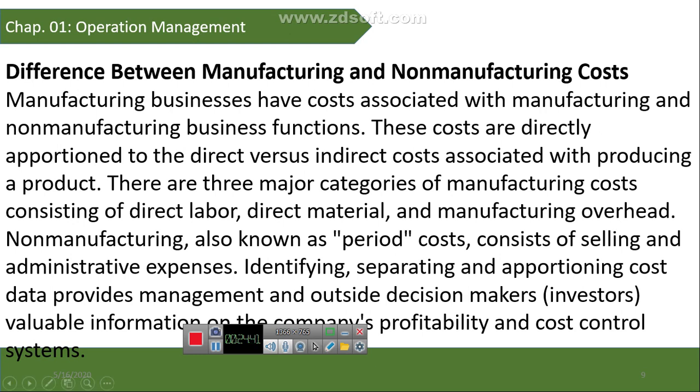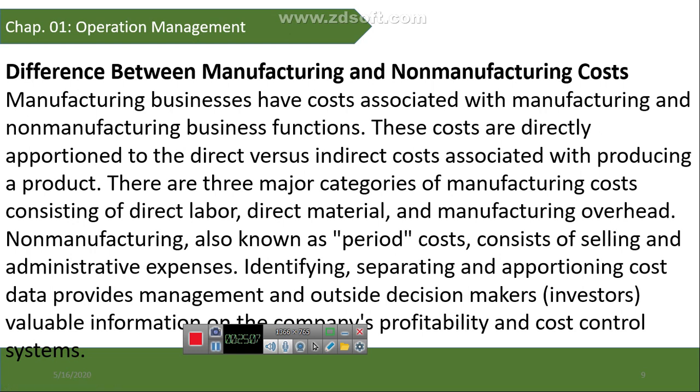Identifying and separating these costs in the data provides management and outside decision makers, such as investors, valuable information on the company's profitability and cost control system. Now we will discuss what is direct labor, direct material, and manufacturing overhead.